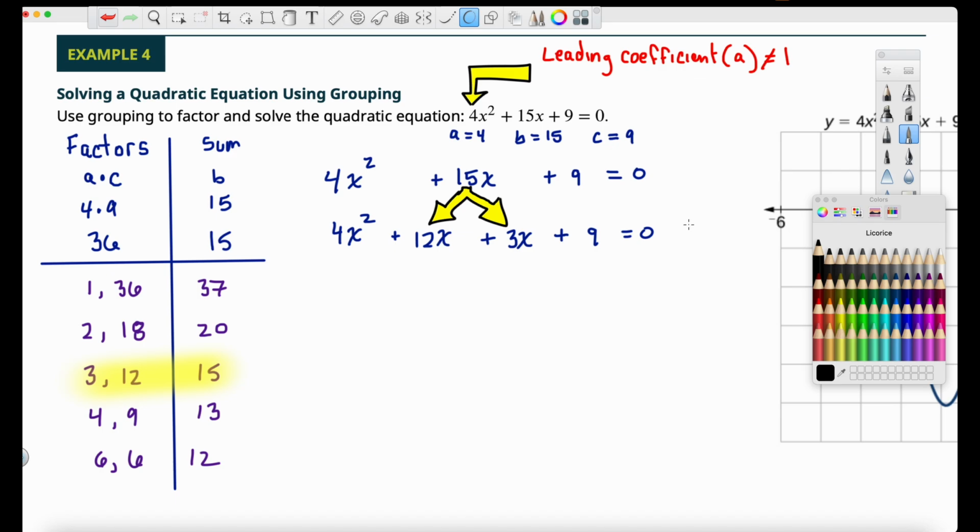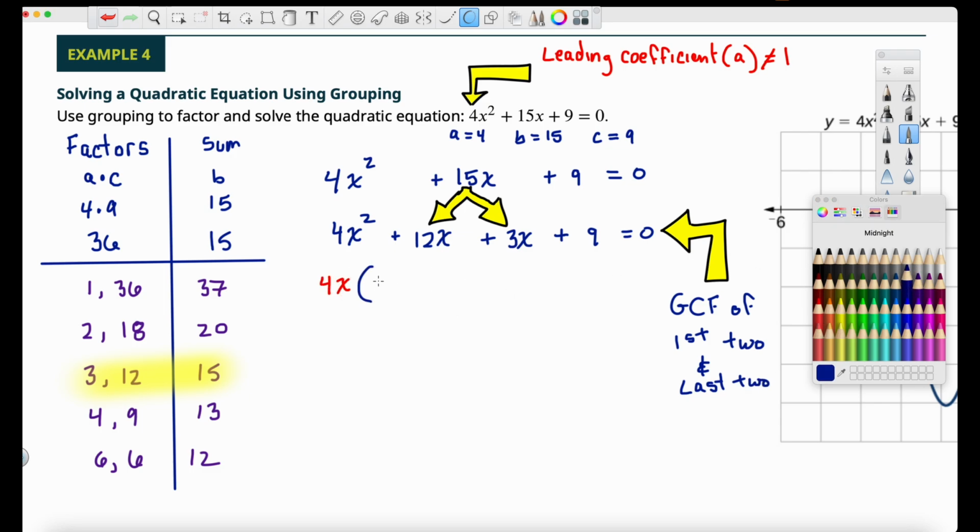It doesn't matter the order, but if you can see which one factors in the groups a little bit more easily, then I just go ahead and set it up that way. So let's take a 4x out of the first two terms. That leaves us with x plus 3. Let's take a 3 out of the second two terms. That's our greatest common factor. And notice we have x plus 3.